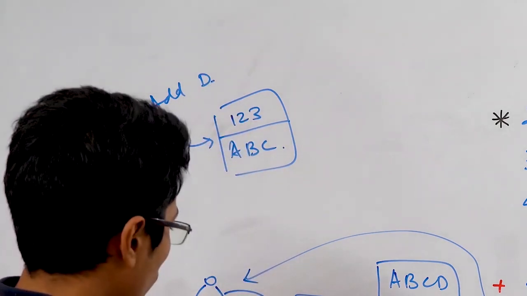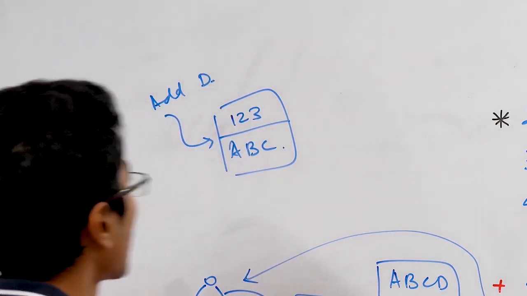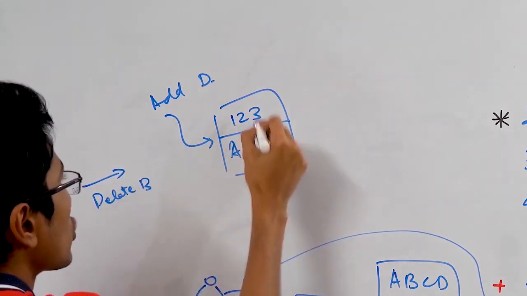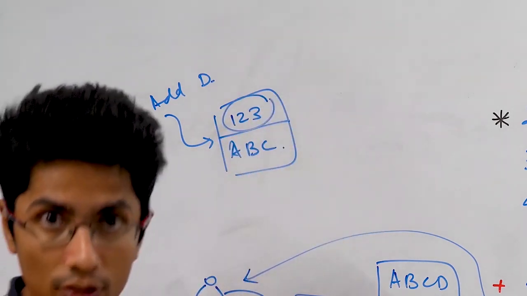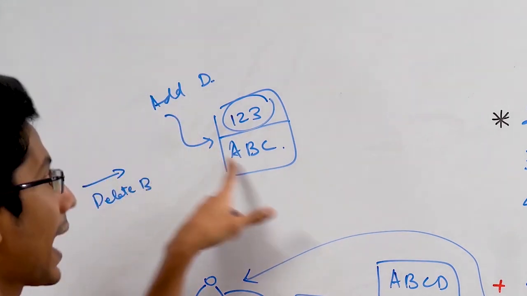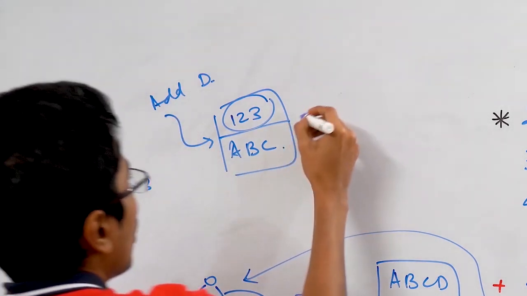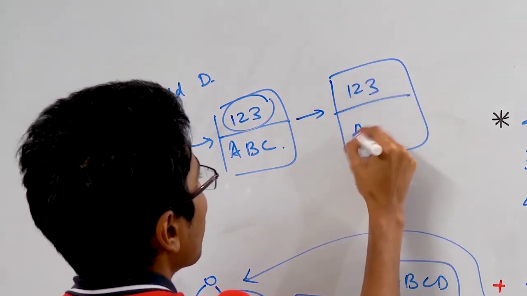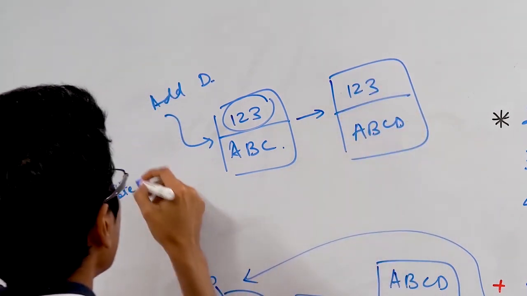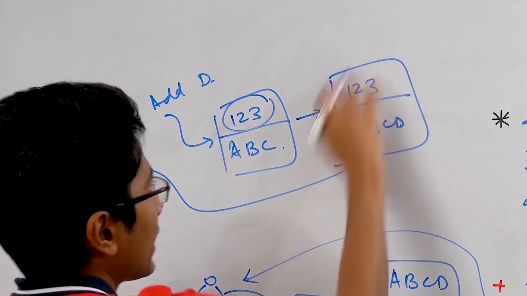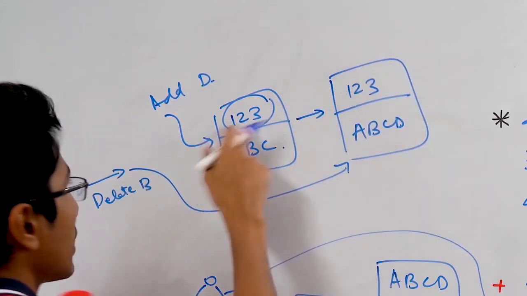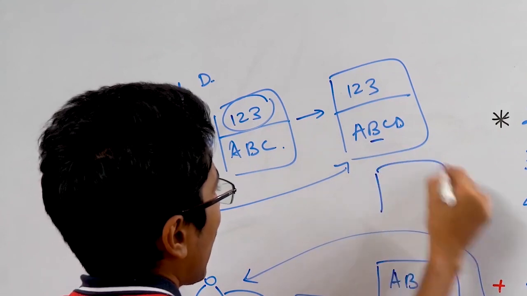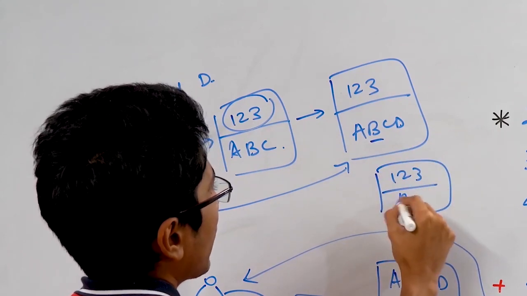At the same time, the Indian user tries to delete B, but they are blocked on this lock. So delete B tries to acquire a lock on 123, fails to acquire that lock and has to wait till add D completes. When that happens, you have 123 changing to A, B, C, D. Finally, this lock is released, and once delete B acquires the lock, it makes the change and you have 123 and ACD.